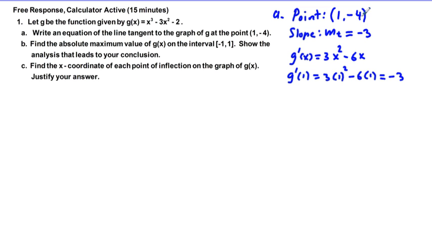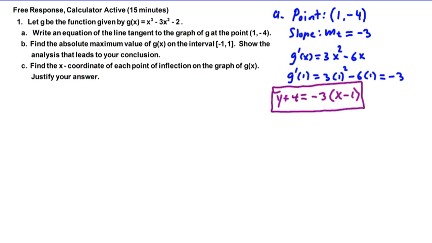Now we have all we need to write the equation of this tangent line. And the tangent line is in point slope form. y minus y sub 1, which is y minus negative 4, which is y plus 4, equals m, which is our slope, negative 3, times x minus x1. And so this is going to be our answer to part A.